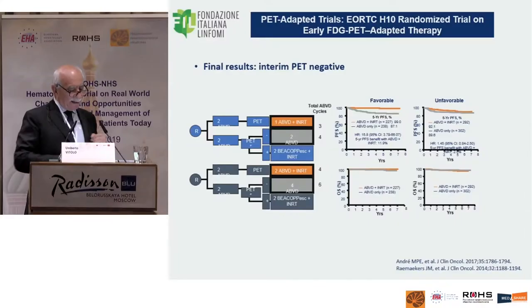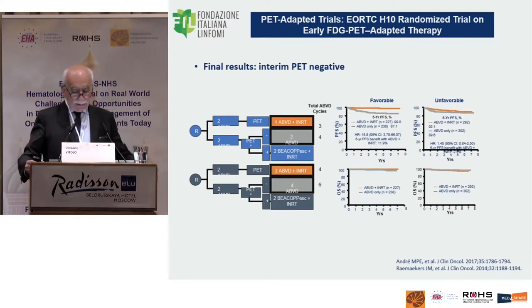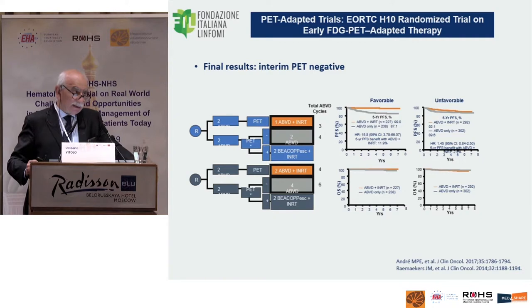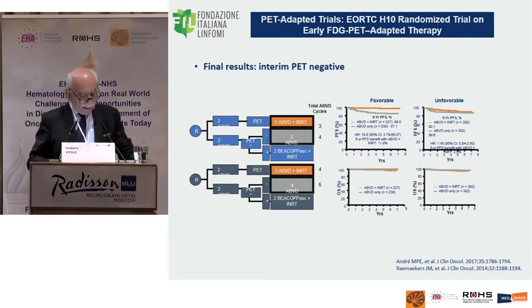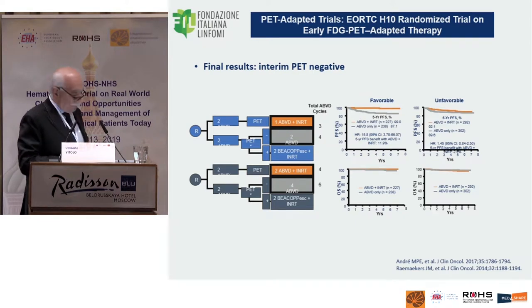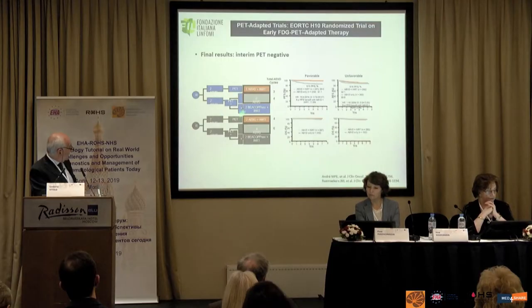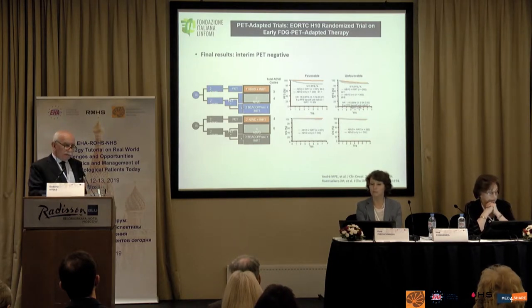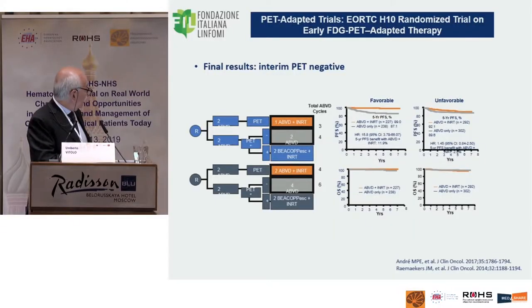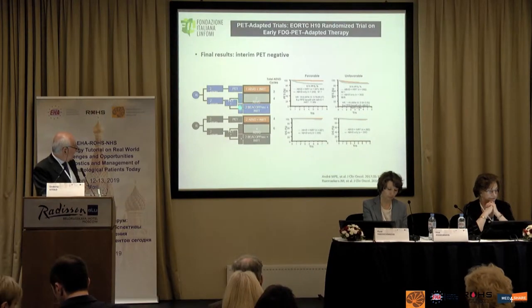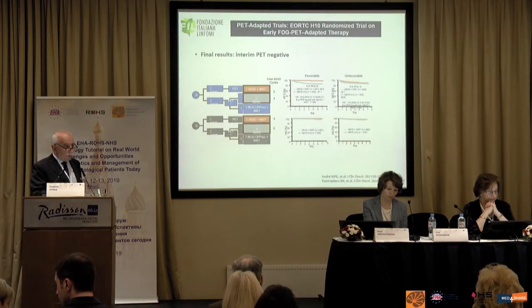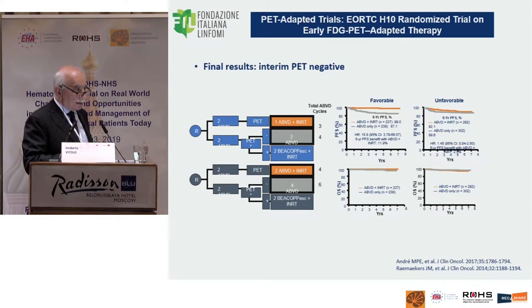And this is a more complicated study, the H10 study conducted by the EORTC group and by our Italian lymphoma group, again in early stage lymphoma patients. Let me try to explain. These are the patients with early favorable lymphoma. Patients were randomized to standard treatment, 3 ABVD and involved nodal radiotherapy, compared to a PET-driven strategy, in which patients, in case of PET negativity, were treated without radiotherapy. In case of PET positivity, patients were treated with ABVD followed by escalated BEACOPP.